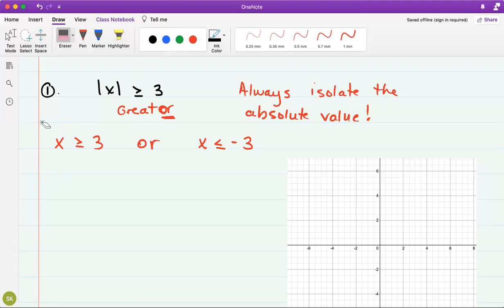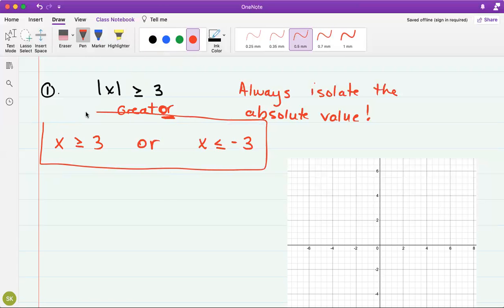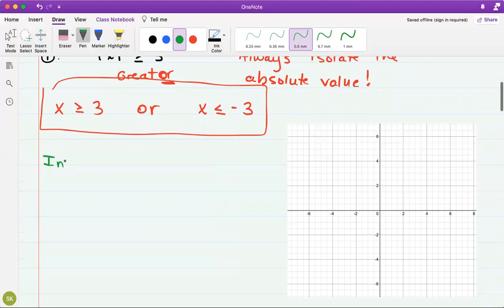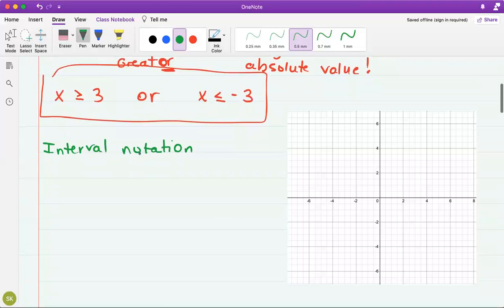Now this is the solution. I'm going to circle it like this, but I'm also going to write it in interval notation. Remember that in interval notation, we use parentheses and brackets, and we always start with the smallest number x can be, and we work our way up to the biggest number. So notice that here I'm saying x can be less than or equal to negative 3. Maybe we should draw a number line to graph this.